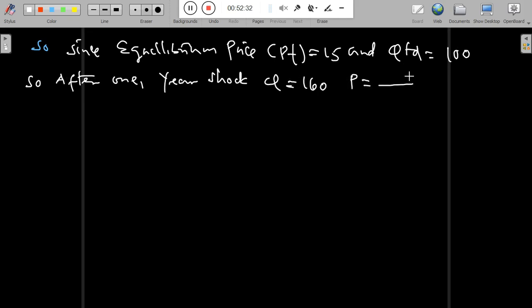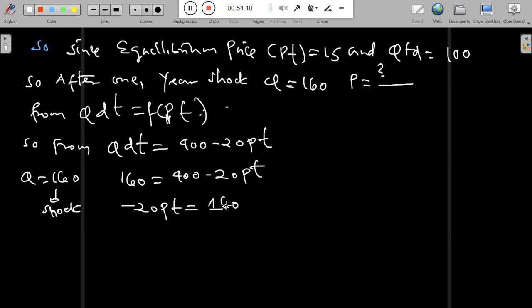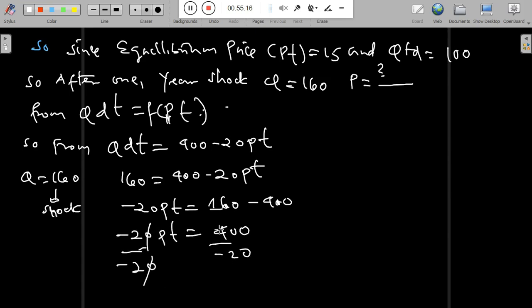So it is possible now to solve for the price after the shock had happened. If the output increases to 160, that means the current quantity demanded at that time was 160. So we need to find the price at that shock output of 160. We take the current quantity demanded equation, 400 minus 20 Pt, where now we have the quantity at that particular year, that is 160. So 160 equals 400 minus 20 Pt. We shift 160 and 400, so 160 minus 400 equals negative 20 Pt, that is negative 240. We divide both sides by negative 20. So the price when the shock output goes to 160 was 12.